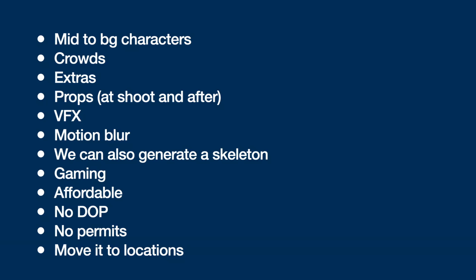Now at this point, you must start to realize how powerful and incredible this technology is. Videogrammetry is very good for mid to background characters. It's not designed for close-ups. It's very good for crowds. I will show you some examples later. Same thing for extras. You can add props, like I said before. You can do VFX. We support motion blur. A lot of the videogrammetry systems don't support motion blur because they are designed for VR, but we can do it because in VFX we need motion blur.